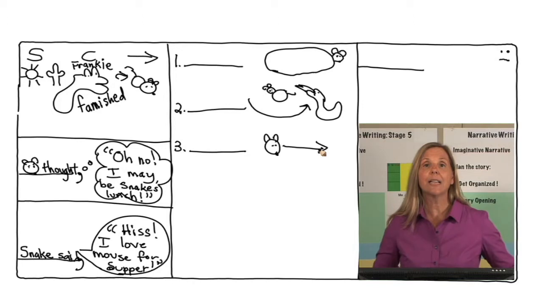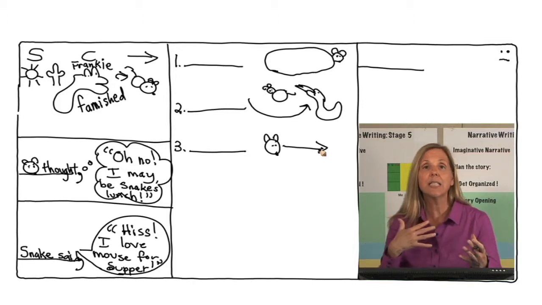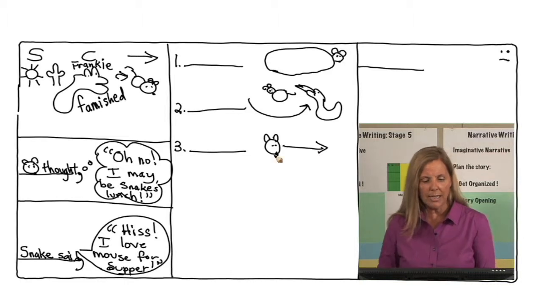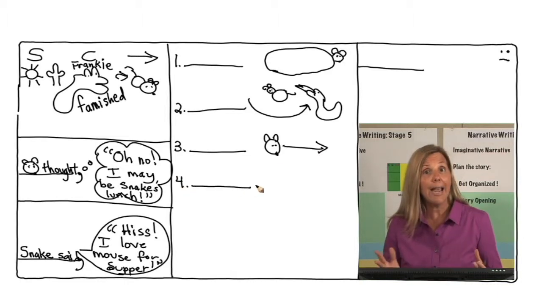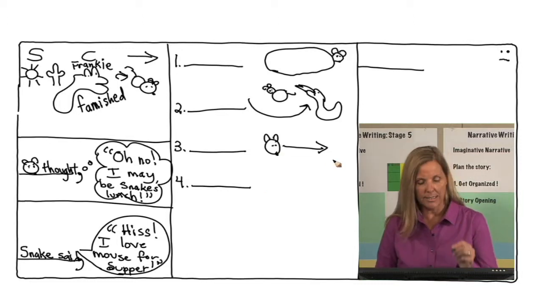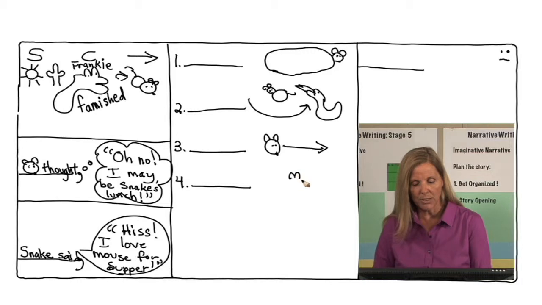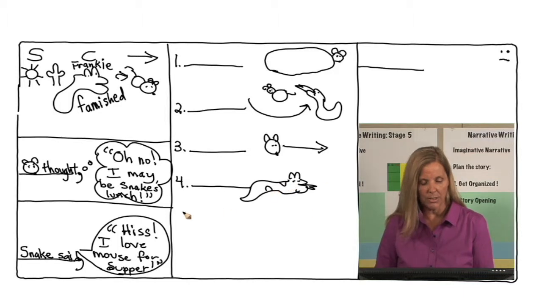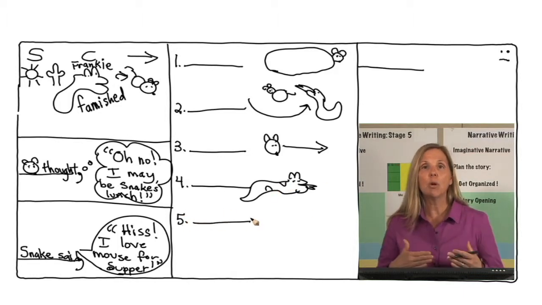What happens next? Do we want one of them to say something, think something, do something? Maybe what we could do is put a number 4. Have another action. Mouse got away. What would Snake do? Chase after him. So we're going to put Snake here. Here's Snake with its tongue and continues to chase after Mouse. Let's put a number 5.